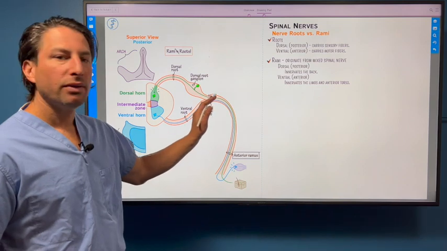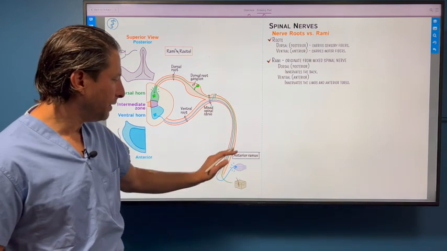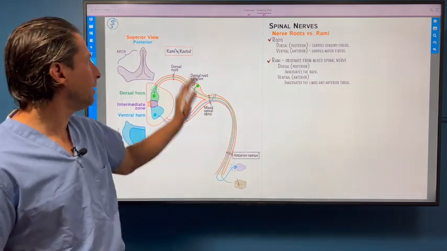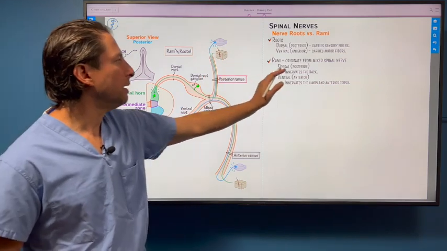From the mixed spinal nerve, then we get into the rami. So here's the anterior ramus here. It's innervating, remember, limbs and anterior torso. And then there's a dorsal ramus here, a posterior ramus, which innervates the back.